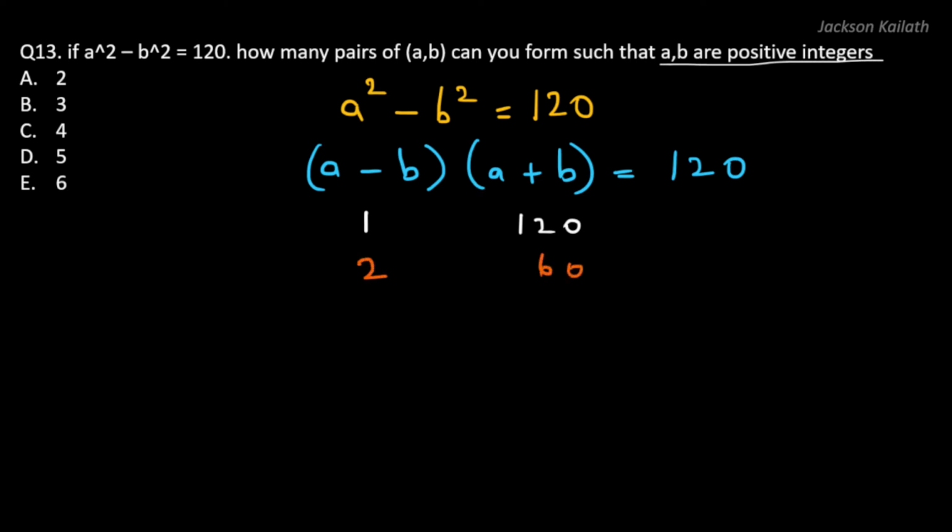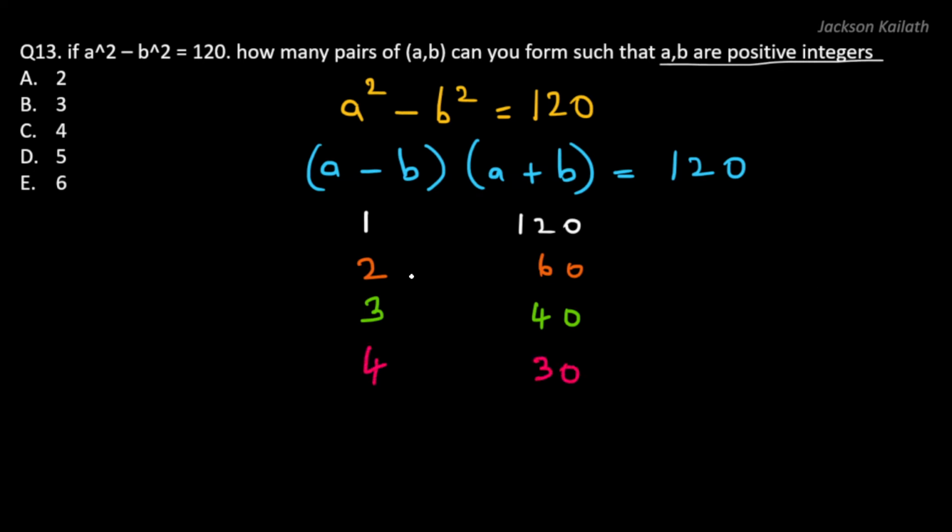What about 3 into something? Yes, that's possible. It's 3 into 40. And we know that 120 is divisible by 3 because the sum of the digits is divisible by 3. So 1 plus 2 plus 0 is 3, so 120 is divisible by 3. So again, yes, I can write 120 as 3 into 40. What about 4 into something? Yes, that's also possible. 4 into 30 gives you 120.